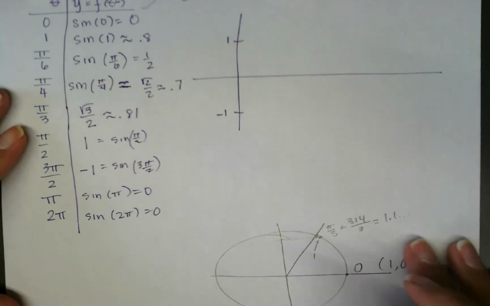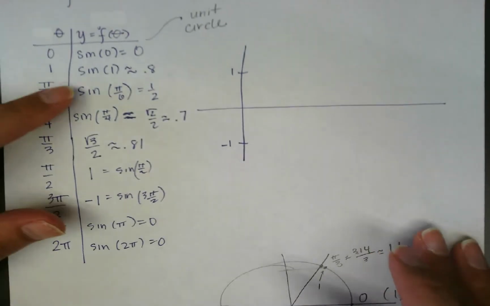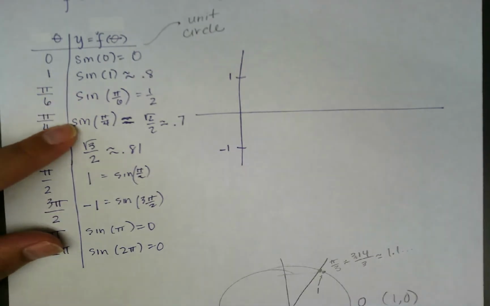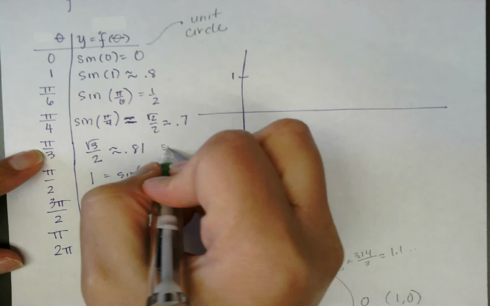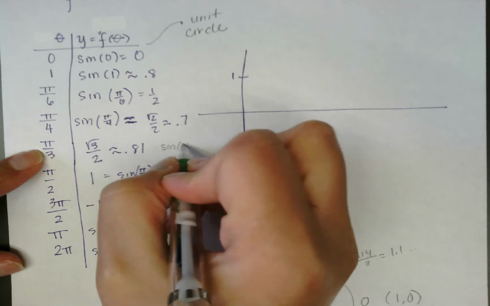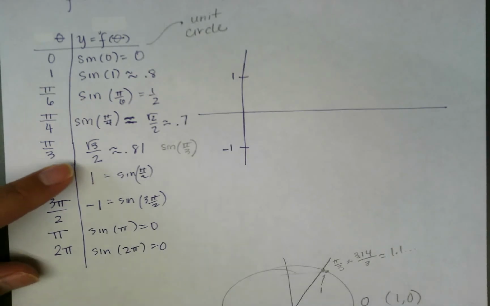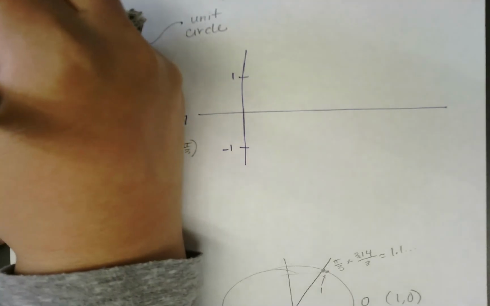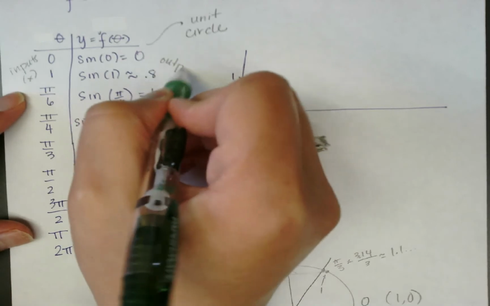Alright, and I'm not going to show the rest of them because you should know the rest of the famous guys on the unit circle. Sine of pi over 6 is 1/2. Sine of pi over 4 is square root of 2 over 2, which is approximately 0.7, and so on and so forth. Sine of pi over 3, so plug in pi over 3, that's my x value, and you get out square root of 3 over 2. So these are your inputs, and these are your outputs.